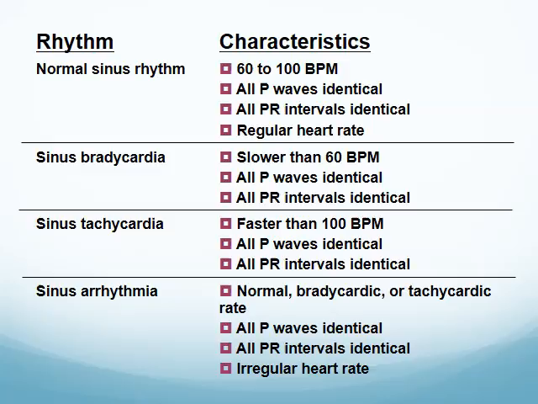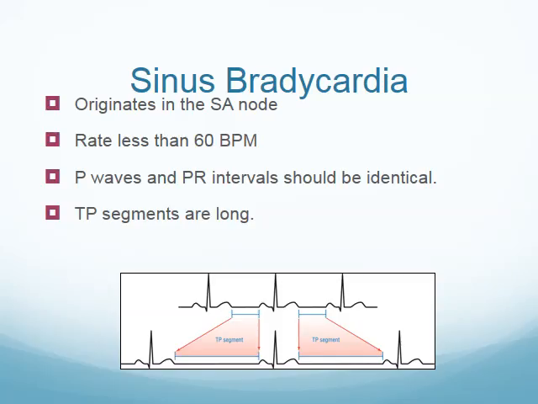We also have what's called sinus arrhythmia. The rate can be variable in sinus arrhythmia. It can be normal, or it can be bradycardic and tachycardic. We'll also have P waves that are identical. We'll have all the PR intervals identical, but we're going to have an irregular heart rate. So we'll talk about these in greater detail.